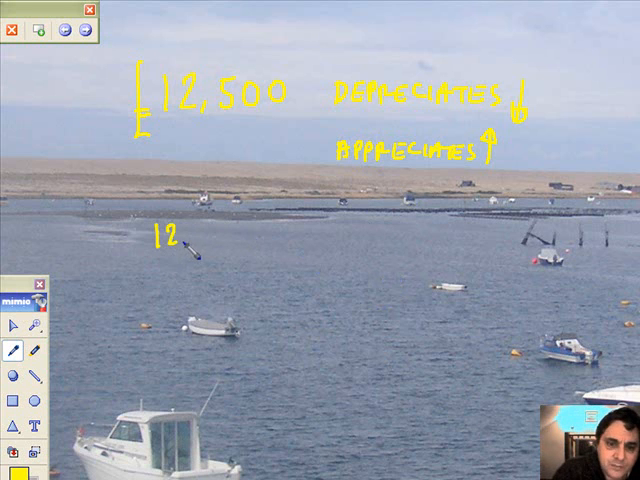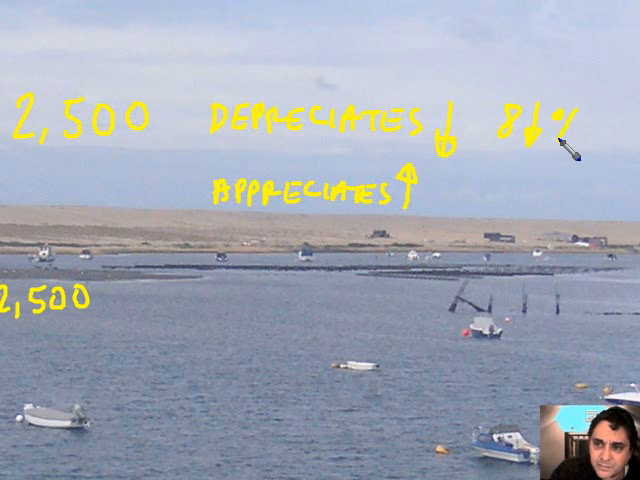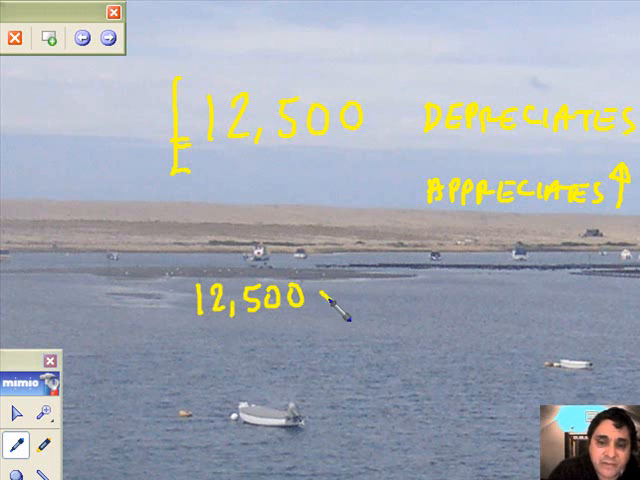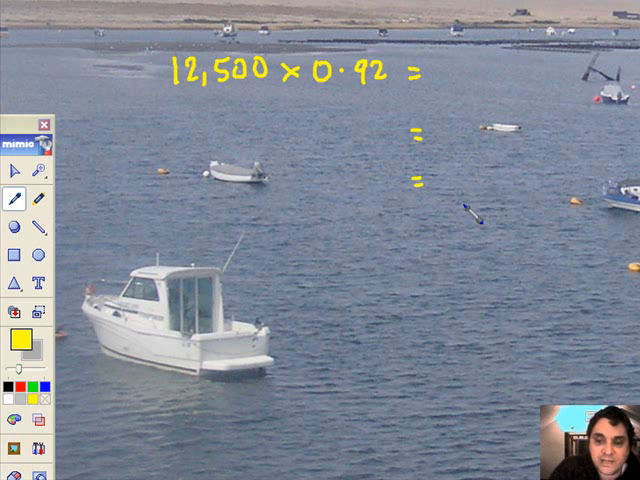So here I go. 12,500. If I'm going to depreciate by 8%, there we go, 8% down, then I'll still retain 92% of my original price. So I'll take my 12,500 multiplied by 0.92, and that's the value it's worth after 1 year. Now I can do this 3 times, get an answer there, then do it again, 0.92, get an answer there, then do it again, 0.92, get an answer there, then I can see the final price after 3 years.